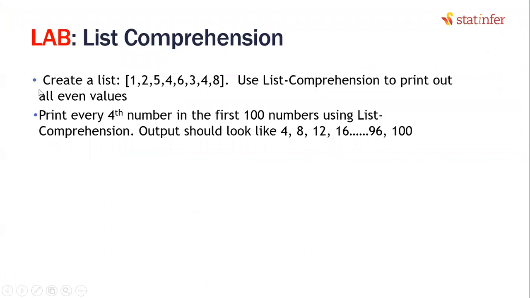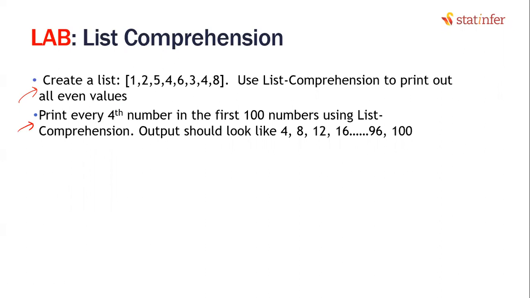Create a list, use list comprehension to print out all even values. The condition is pretty simple. Print every fourth number of the first 100 elements using list comprehension. Repeat the same exercise in the for loop that we have done, but this time we do not want to use a for loop. We want to use list comprehension. Give it a try.